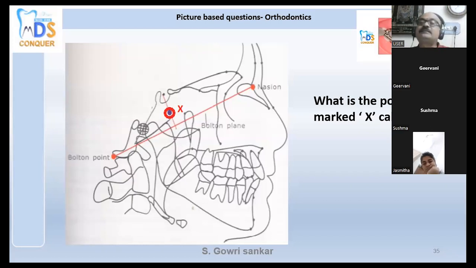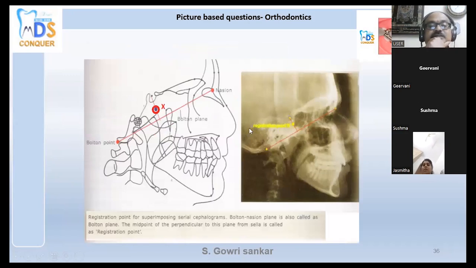Why it is called the registration point is that in successive cephalograms, we project at the R point parallel to this. All the successive radiographs, the Bolton and nasion planes are projected parallel. This was also a question given in NEET 2020. All the successive cephalograms should be made parallel to this plane on the registration point. So this is called the registration point.